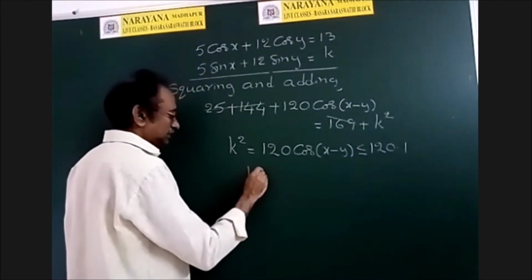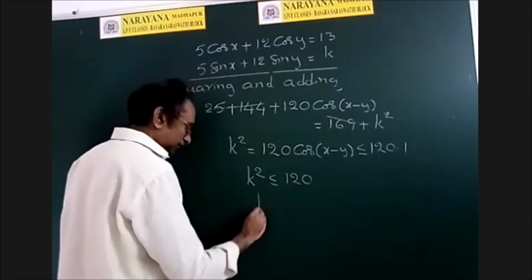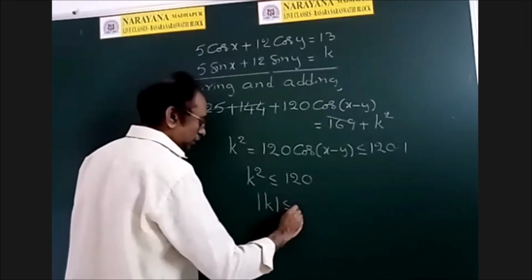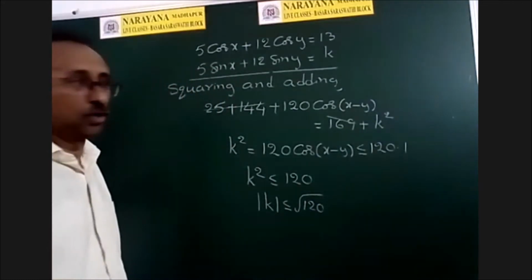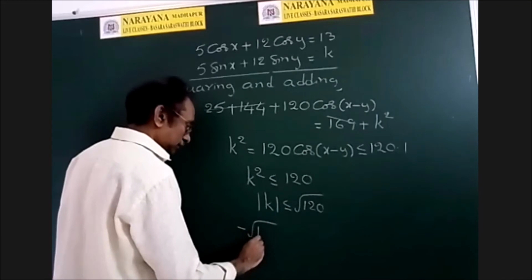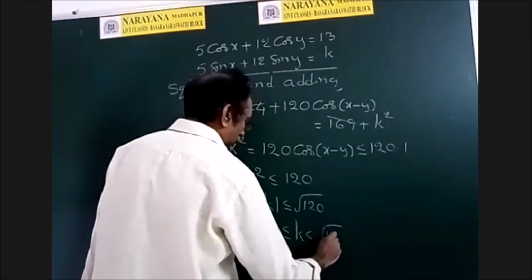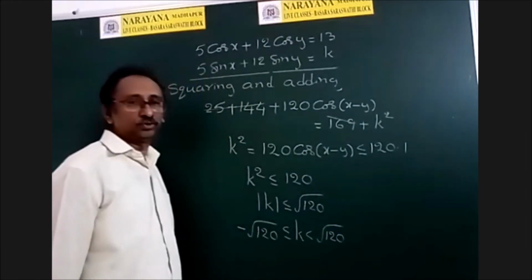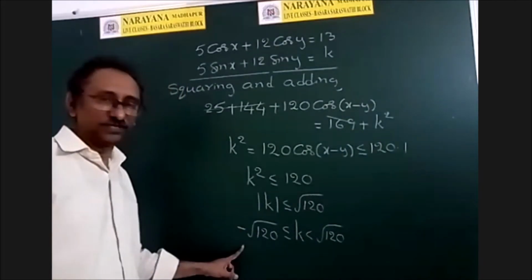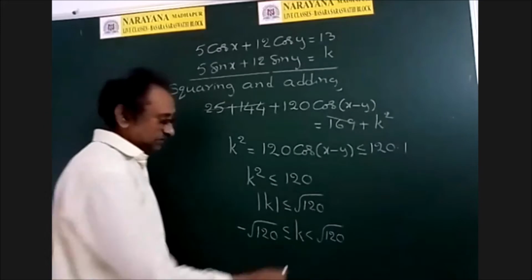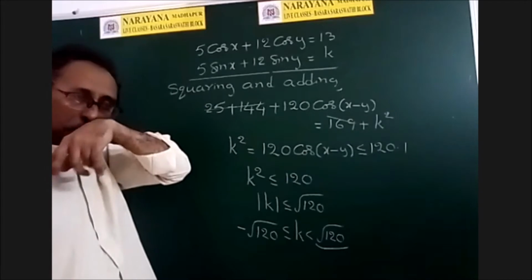That means k square is less than or equal to 120. Therefore, mod k is less than or equal to root 120. So that k value should lie in between minus root 120 and plus root 120. Its maximum value is root 120 and its minimum value is minus root 120. He asked for the maximum value. Therefore, the answer is root 120.